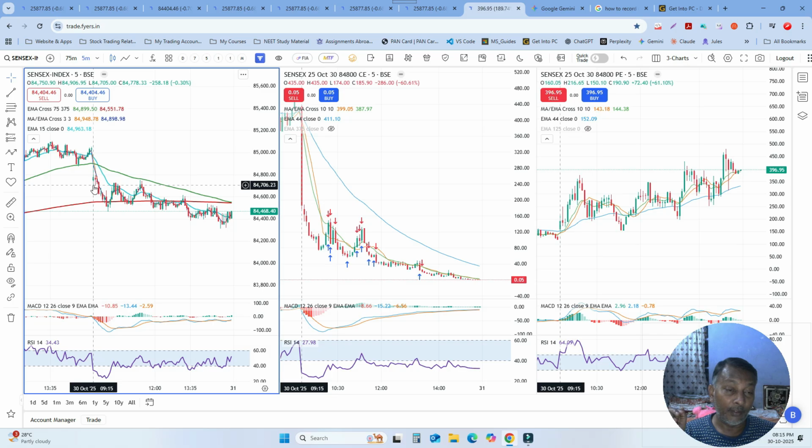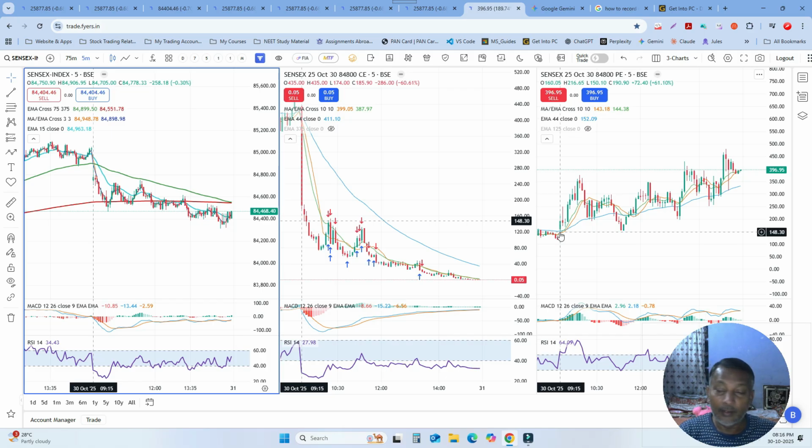On 30 October 2025, Thursday, the Sensex opened at 84,750.9 and made a high of 84,906.95, and the close of the first candle was 84,778.33. Even if we buy the ATM put at the closing of the first 5-minute candle, when the market was at 84,778.33, the ATM would be 84,800. If we had bought the 84,800 put, even though the market made so many waves, at the close of the first 5-minute candle it was available for 190 rupees.